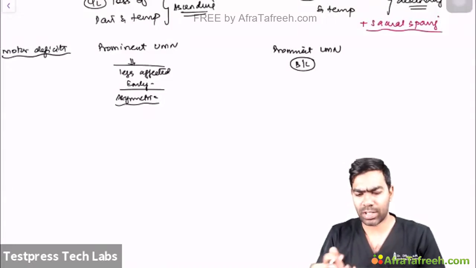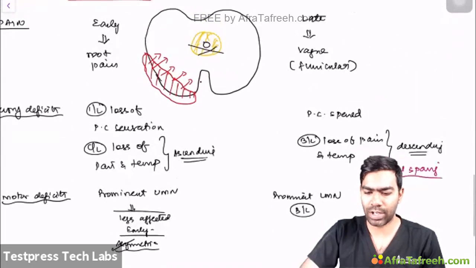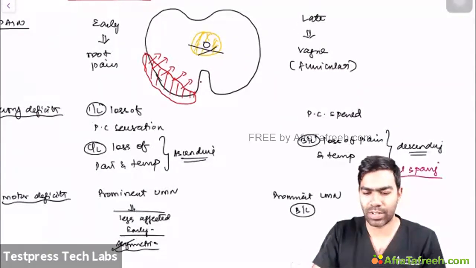And many students do ask me, sir, you told asymmetric, and you told Brown Sequard syndrome. So if you tell Brown Sequard syndrome, how can it involve the other side? It should only involve this particular side, right? So why should it involve the other side? If you ask that kind of a question, it's very simple.